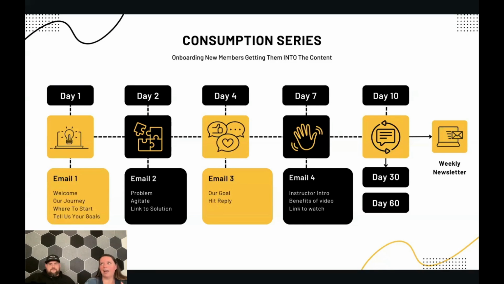I'm trying to get the heat off of me, right? I want them to see that there is value in all instructors here. And then in day 10, this is when I have a 10, a 30, and a 60-day feedback loop, which I'm going to show you in just a second. But after day 7, I'm done getting them to consume, because again, they're on a weekly newsletter.